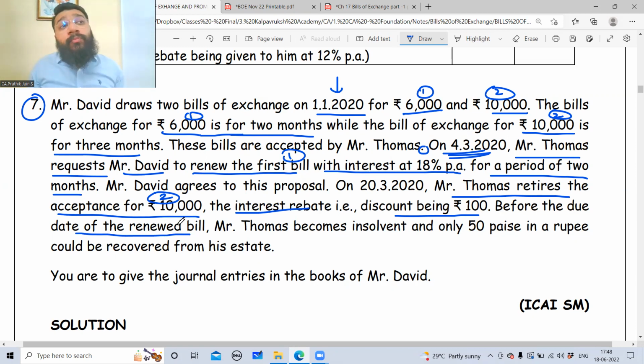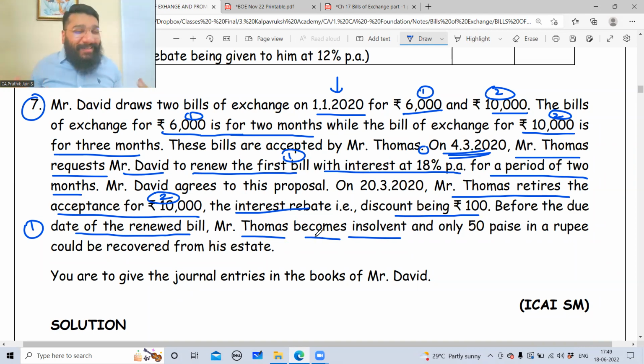Which is the renewed bill? The first one. So before the date of renewal, Mr. Thomas became insolvent. Insolvent means bankrupt. Bankrupt means pauper. Pauper means no money left in his pocket, no money left in his bank account, no money left at his home, no money left at his shop.